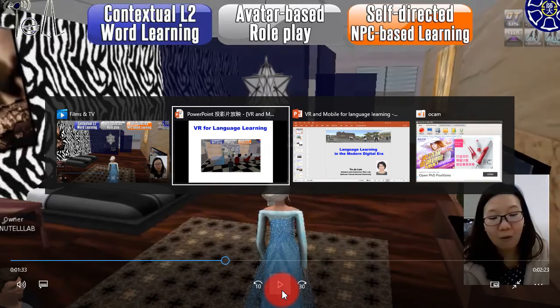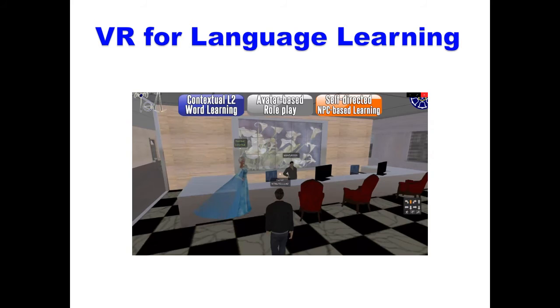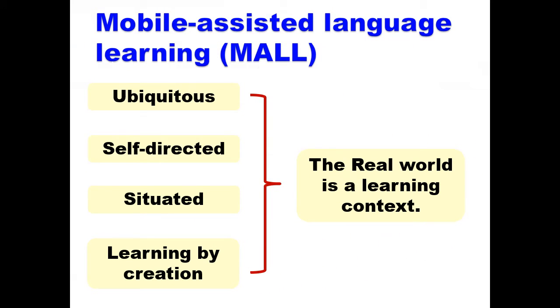Now let's go back to our slides. After watching the video, now let's move on to mobile assisted language learning, MALL. This slide shows you the virtues of MALL. With mobile devices and mobile computing techniques, learning can be ubiquitous, self-directed, situated, and can even be done by creation. In sum, MALL transforms the real world into a learning context.